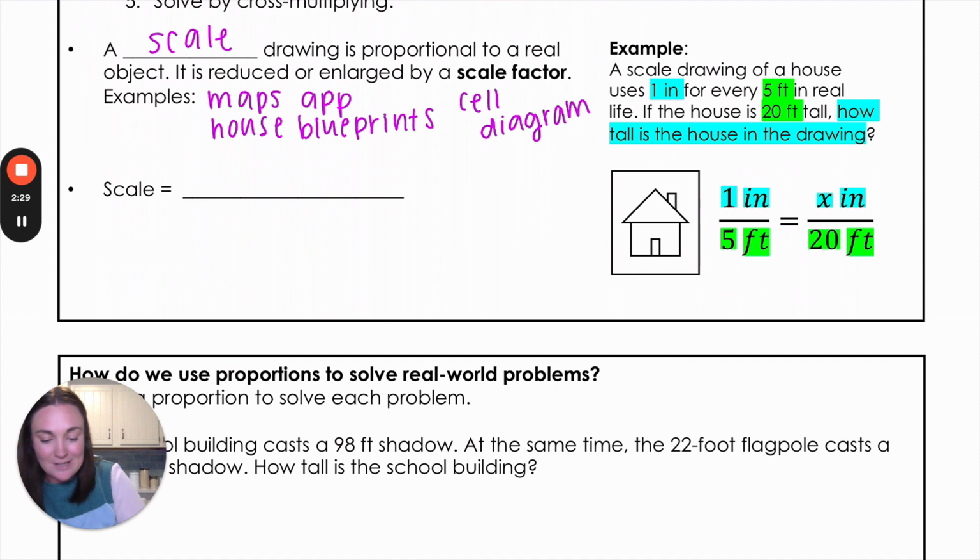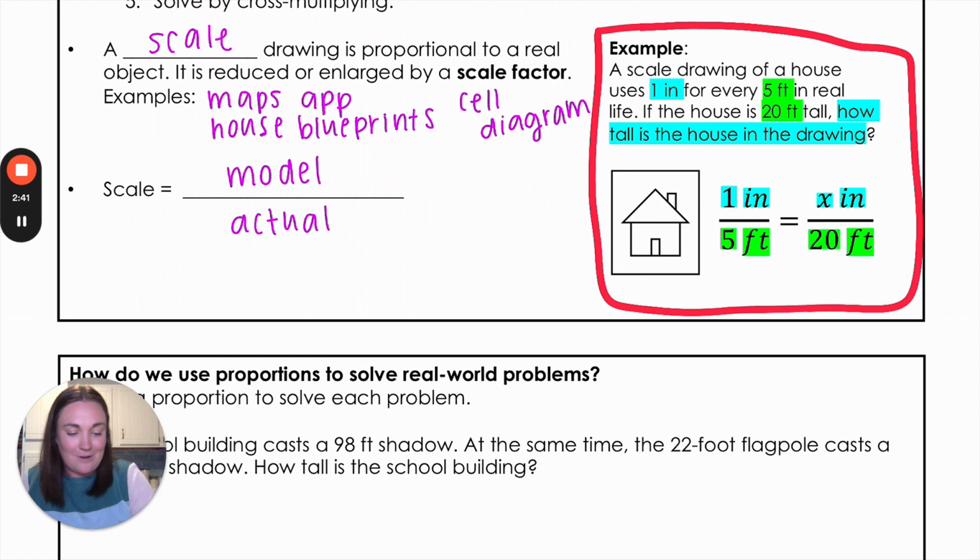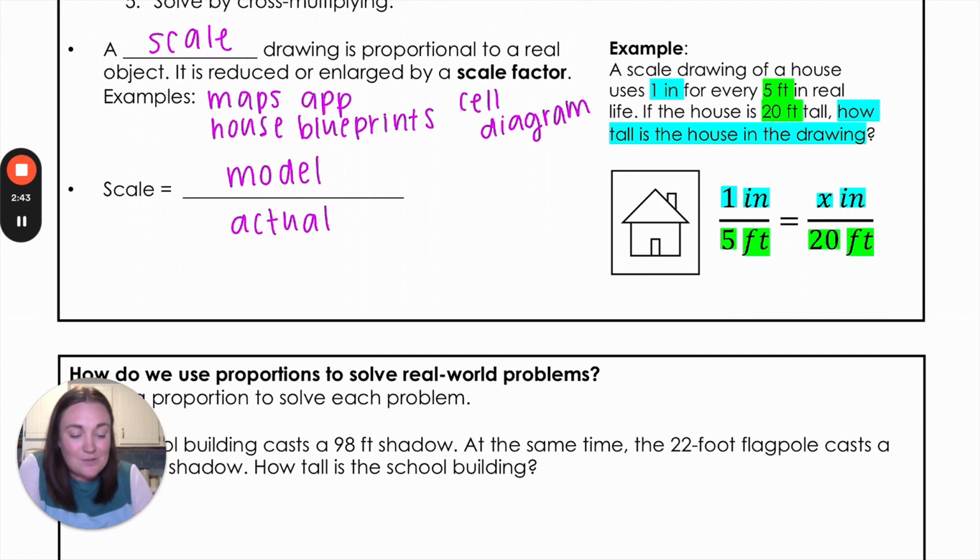So when you have a scale, the model size is always going to come first or be on top, and the actual size is always going to be on the bottom or come second. Let's take a look at an example of a scale drawing right over here. So we have a scale drawing of a house, uses 1 inch, that's the model, for every 5 feet in real life. The house is 20 feet tall, so how tall would the house be in the drawing?